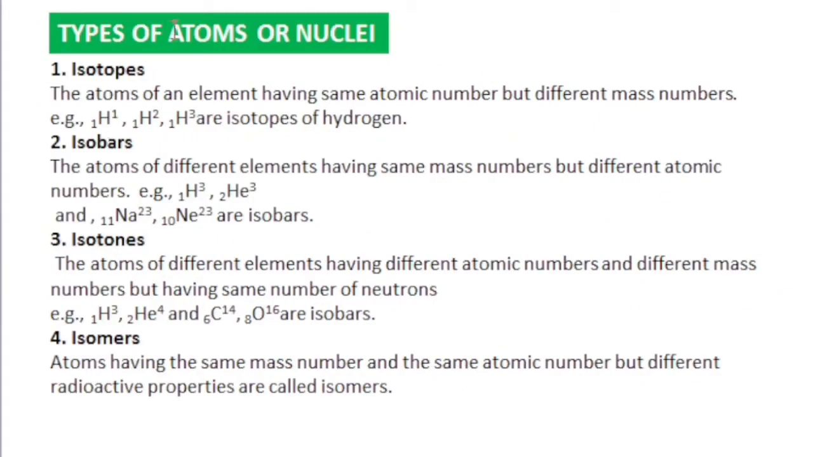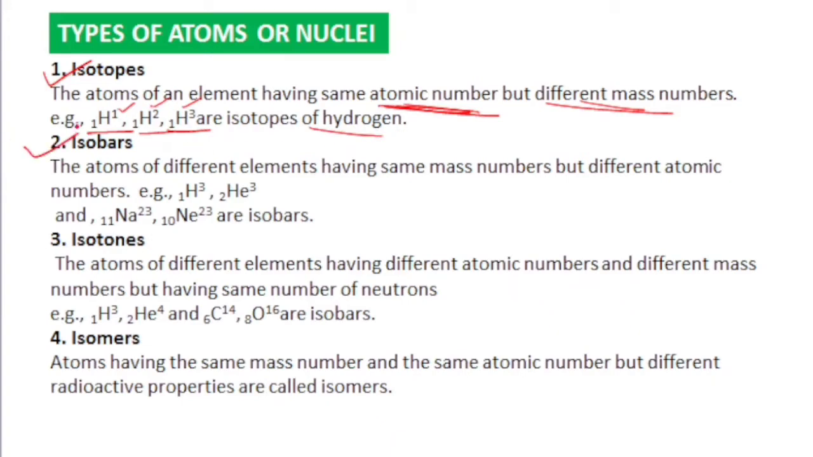After this, there are different types of atoms or nuclei, based on atomic number and mass number. First one is isotopes. What are isotopes? The atoms of an element having the same atomic number but different mass number. The atomic number is the same, which means the same element, but the mass number is different. For example, H 1 1, H 1 2, H 1 3. In all these three, the atomic number is 1 but the mass number is 1, 2, 3. So these are isotopes of hydrogen, having the same atomic number but different mass number.